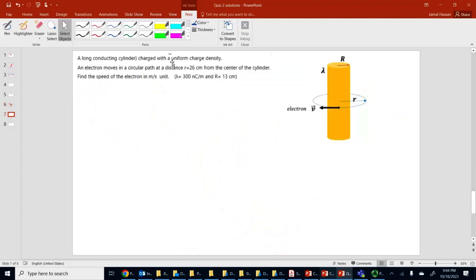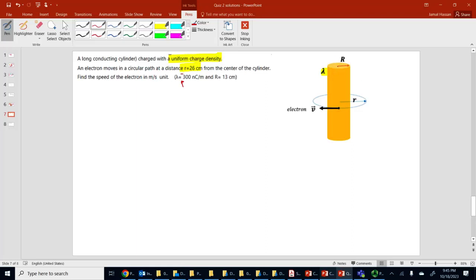Let's go to another one. Here we have a long conducting cylinder charged with a uniform charge density, which is lambda. An electron moves in a circular path at a distance r equal to 25 centimeters from the center of the cylinder. Find the speed of the electron in meters per second. Lambda is given. I think lambda should be negative in order for the question to make sense. I'll explain.